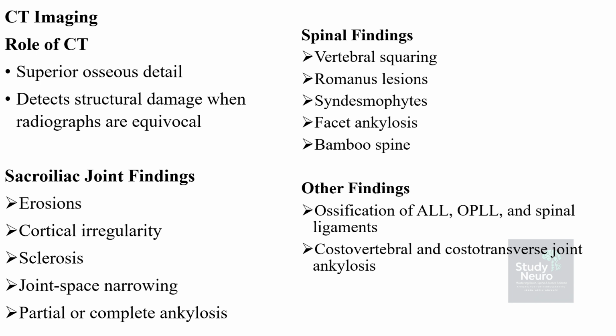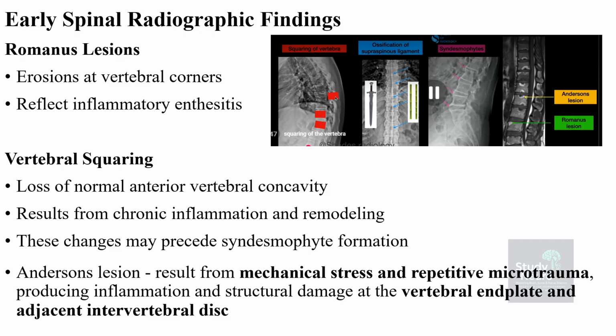In the spine, computed tomography can reveal characteristic changes, such as vertebral body squaring and Romanus lesions, while also showing syndesmophytes and ankylosis of the facet joints. These findings may eventually combine to produce the classic bamboo spine appearance. Computed tomography can also demonstrate ossification of the anterior longitudinal ligament, the posterior longitudinal ligament, and other spinal ligaments. Ankylosis of the joints connecting the ribs to the spine may also be identified. These findings help define the extent of advanced structural disease.